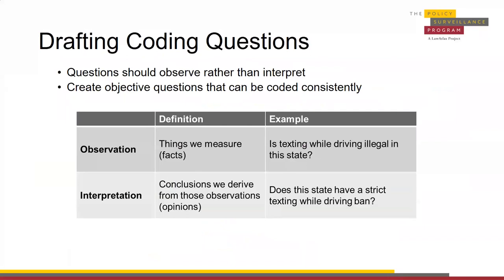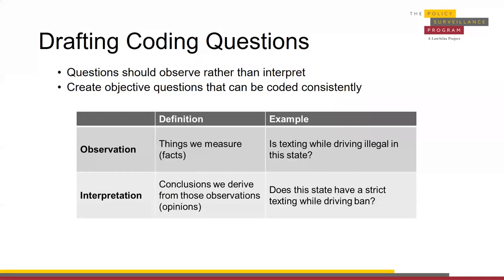The idea here is that questions should be observed rather than interpreted. One of our goals is to create data that is usable and that is based on observable features of the law and not based on our researchers' interpretations. To do so, we want to create objective questions that can be coded consistently. So this is a quick example of an observation, things we measure, facts, versus interpretation, conclusions we derive from those observations.